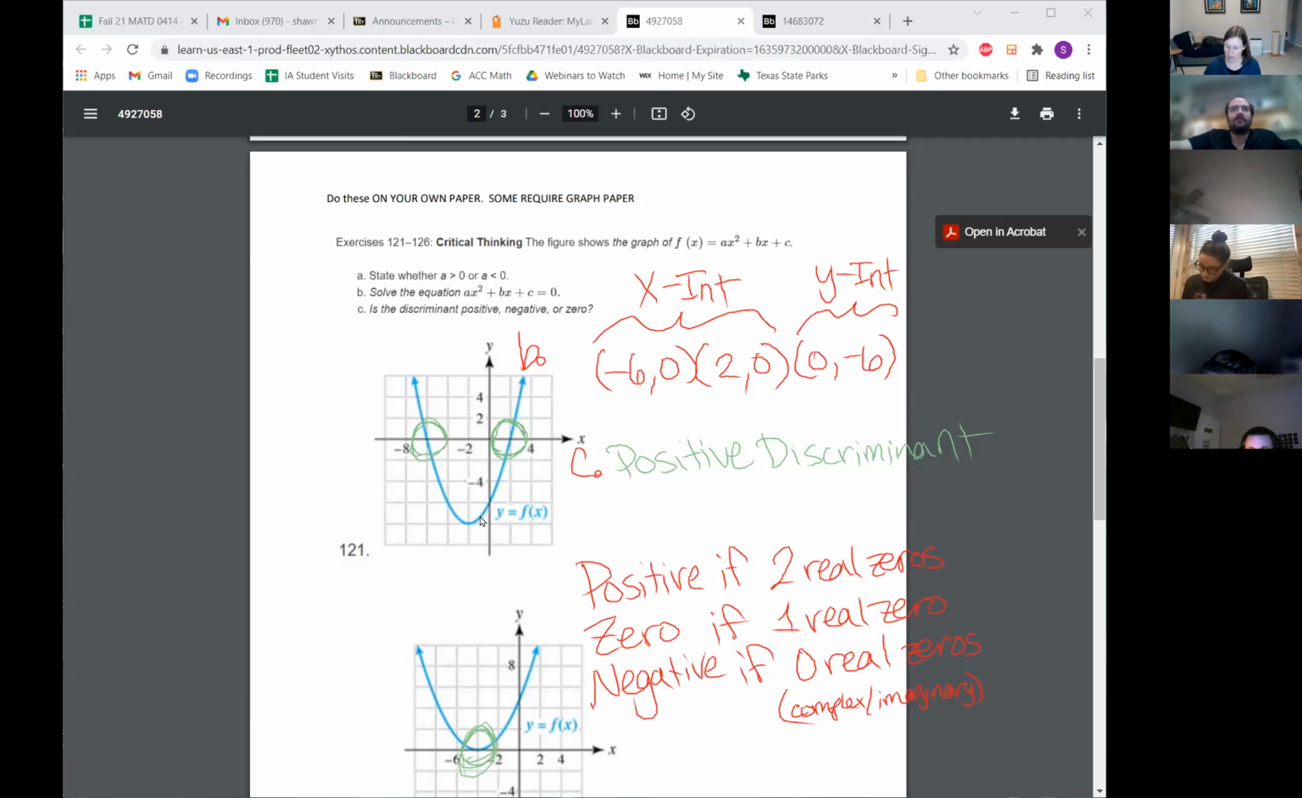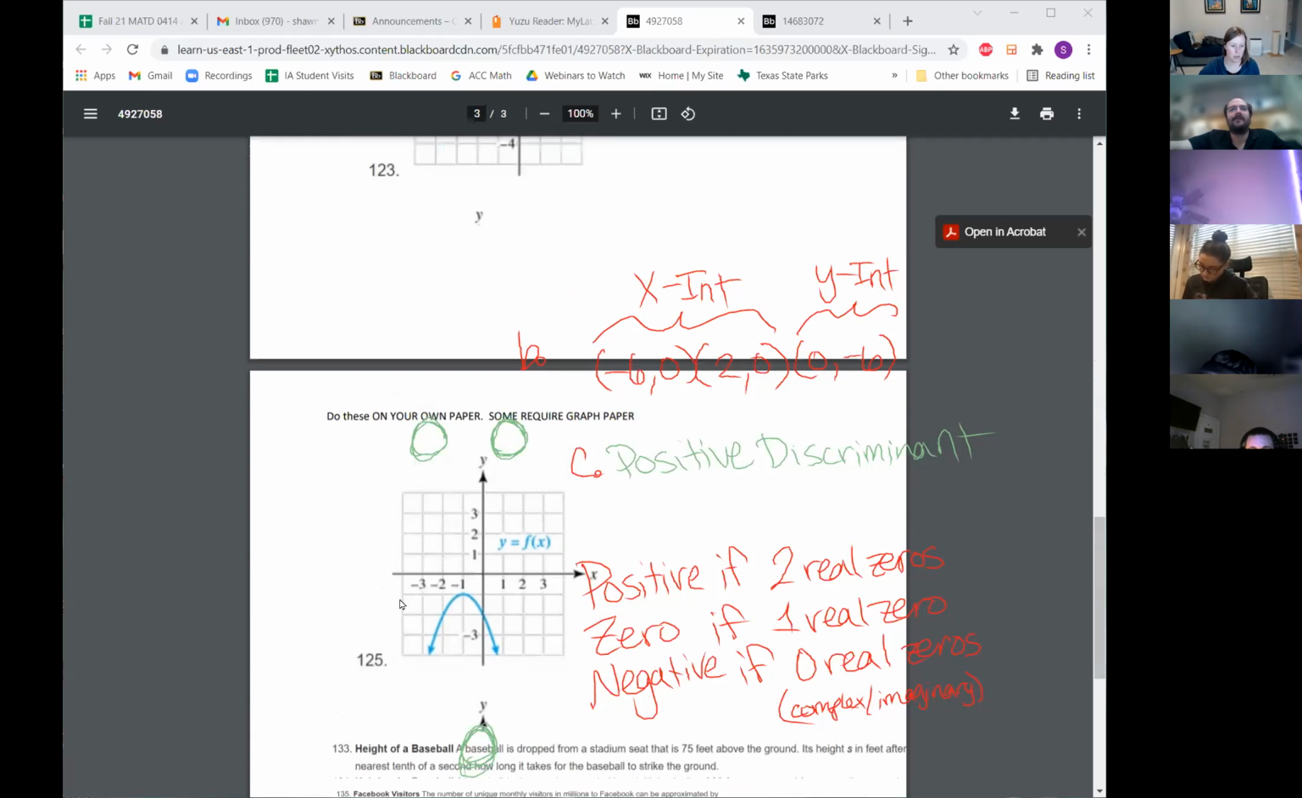Okay. And I'll scroll down so we can look at the last one. What about the last one? How many real zeros? None. Yep, none. It doesn't hit the x-axis at all. That graph doesn't have any. So no real zeros, okay. So the discriminant would be? Negative. Yep, exactly.